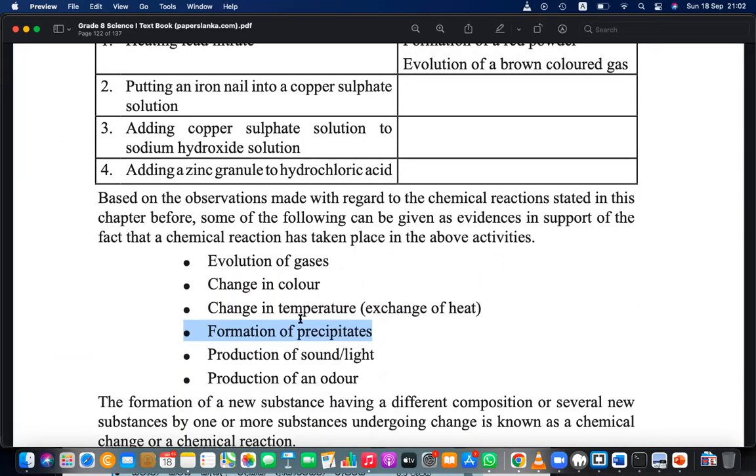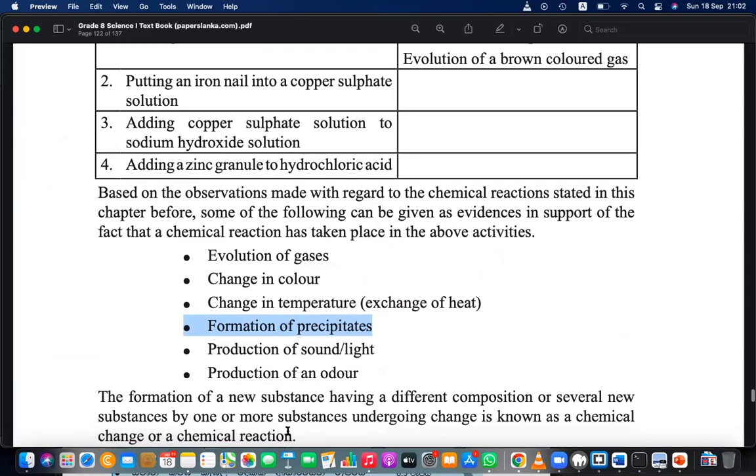Formation of precipitates. Some reactions, like hydrogen when burning, will create a pop sound. So production of sound, or even light. Production of an odor. What is an odor?